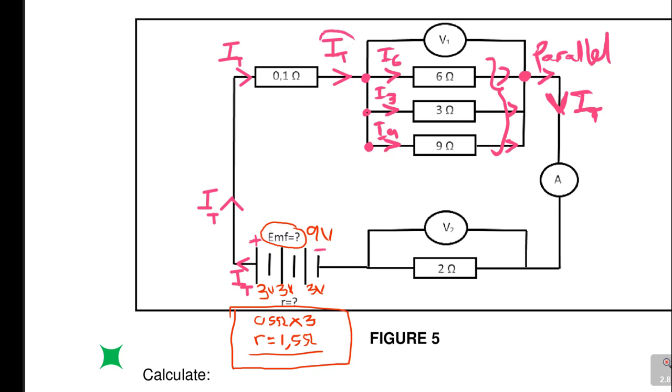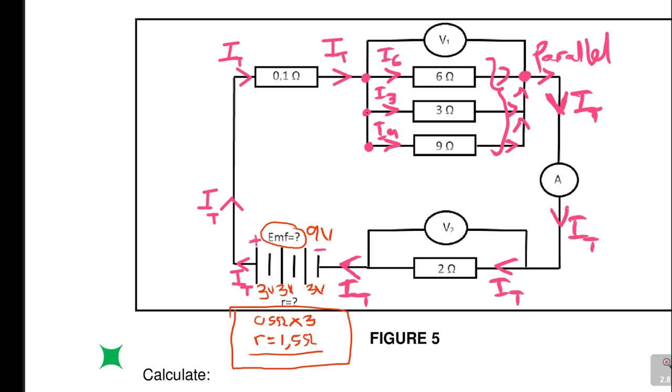Hence, it entered here into this parallel combination. So when it entered, what did it do? It split, and then after that, it is going to combine back. You see, back to our IT. So it will pass through the ammeter as your total current. It goes through this 2 ohm resistor as your total current, and back to the cell as the total current.